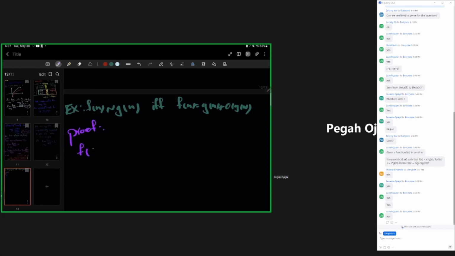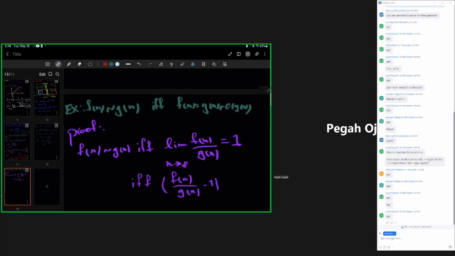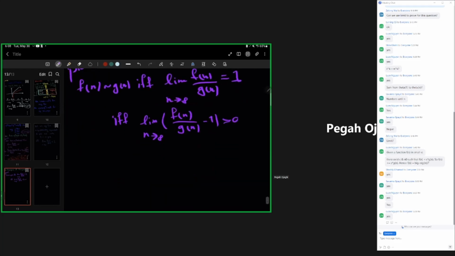Let's prove it. We say, okay, if I know f of n is equivalent to g of n, then the limit of f of n divided by g of n as n goes to infinity is going to be 1 for sure. I know that. So if I have this, if and only if, this is going to be f of n over g of n minus 1. If I do this limit as n goes to infinity, this is going to be equal to 0 for sure. Then I open it: the limit of f of n minus g of n, over g of n, as n goes to infinity, is equal to 0.